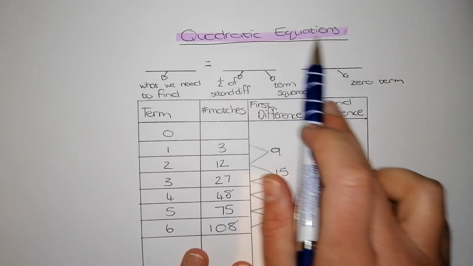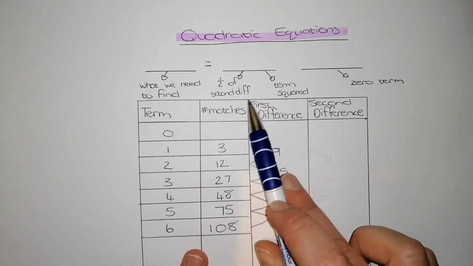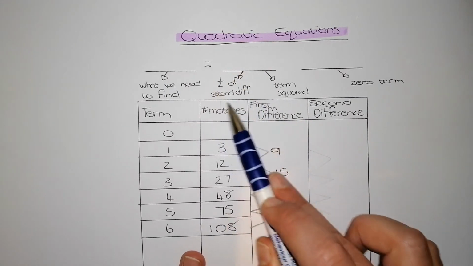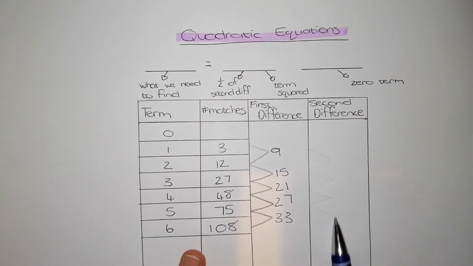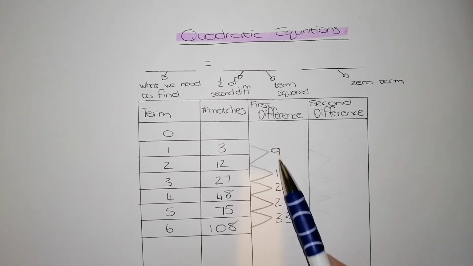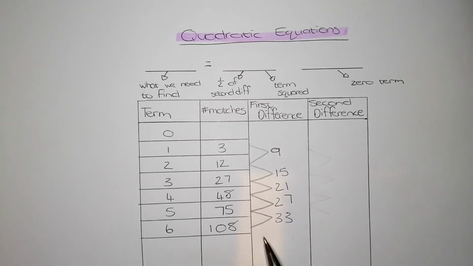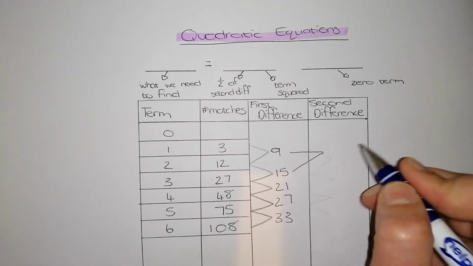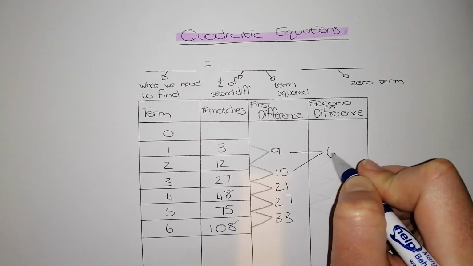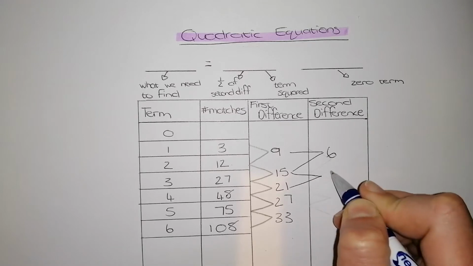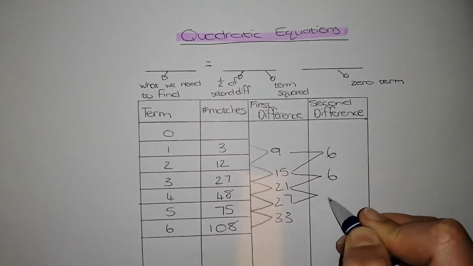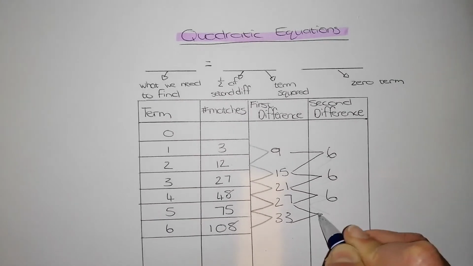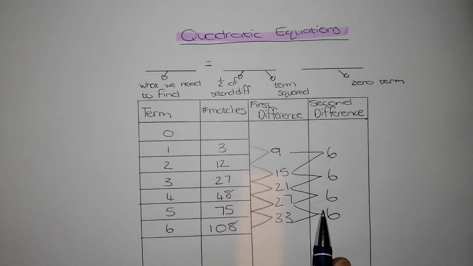As you can see, in the quadratic equation we do not use the first difference, but we use the second difference. So we have a second column and we need to find the difference between these values that we figured out in the first difference. Right, so how do we do that? Once again, we subtract them from each other. So 15 minus 9 is 6. And as we continue, we can see that each of these differences is 6.